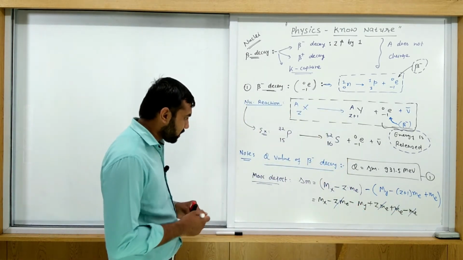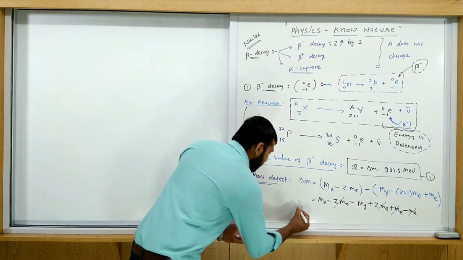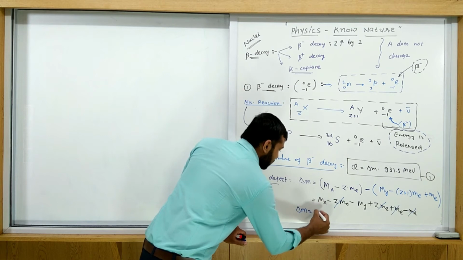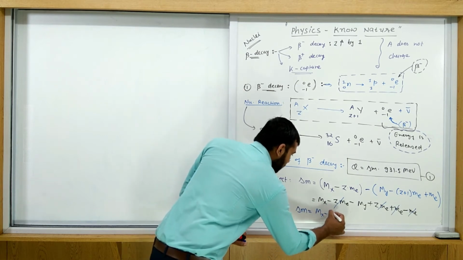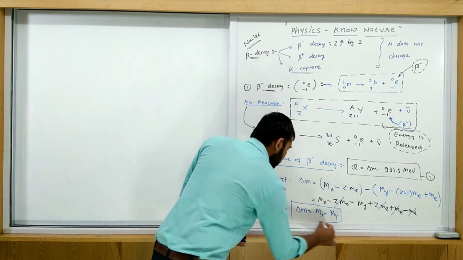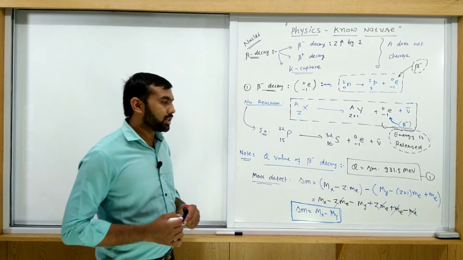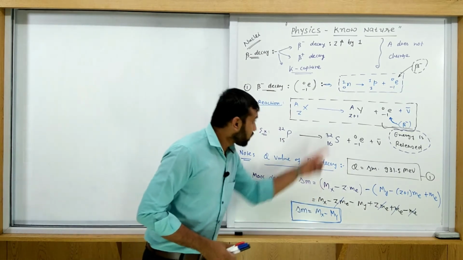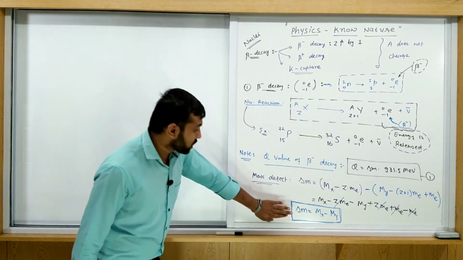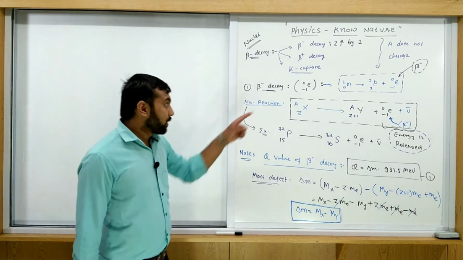So what is delta M in this relation? Finally we get delta M is equal to the mass of element X minus the mass of element Y. This is the mass defect in the case of beta minus decay. Okay, so in this way you get this answer. Put this value in this relation, and you get the Q value of the beta minus decay.